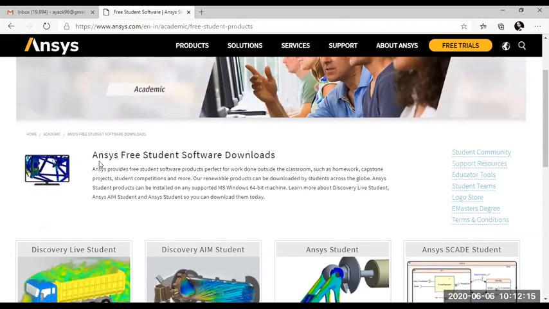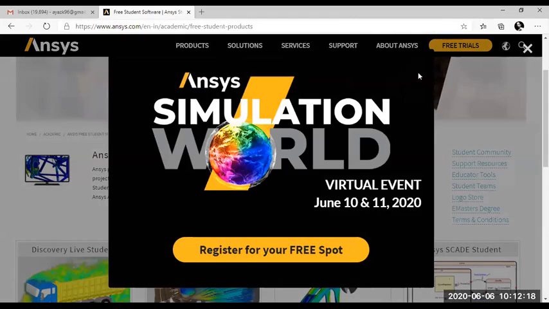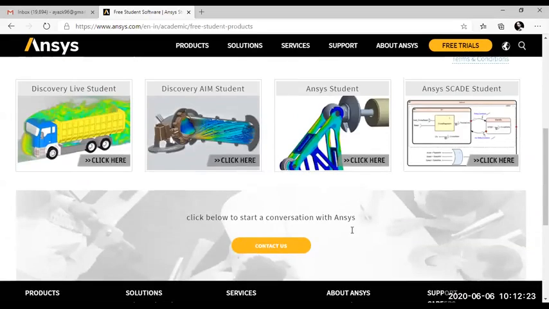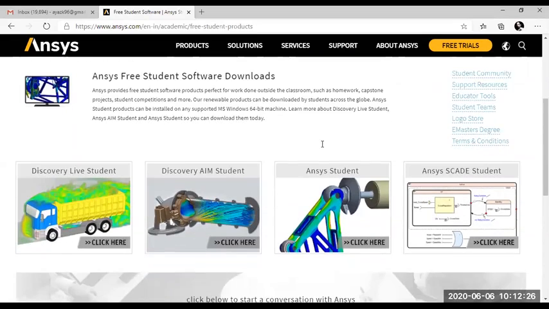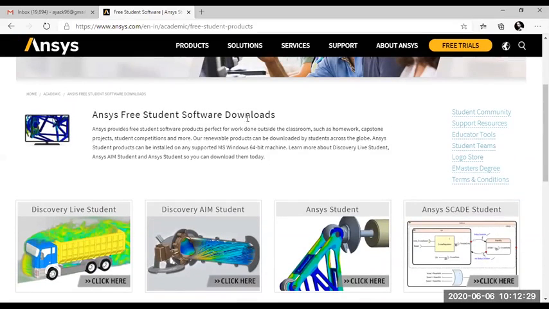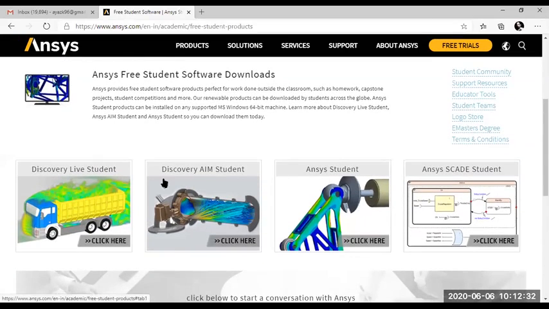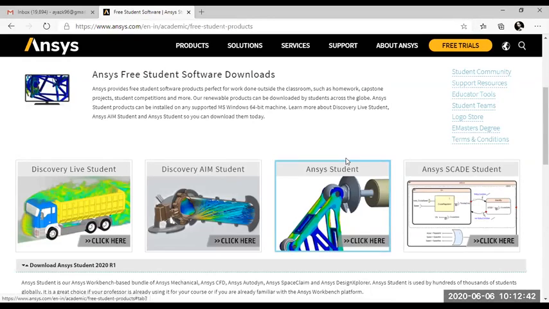So as you can see here, Ansys free student version. Ansys free student software downloads, and as you can see there are plenty of things here. Just select the Ansys student. As you can see, this one, Ansys student. Click on this one. Wait for a moment.